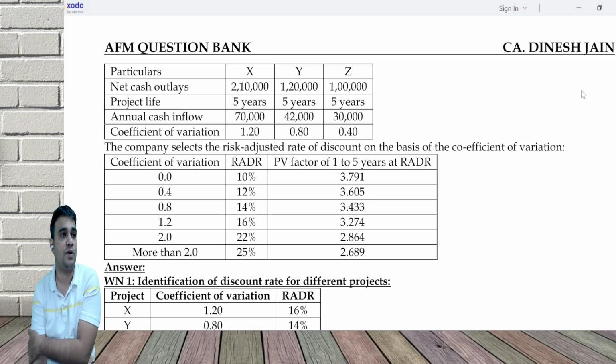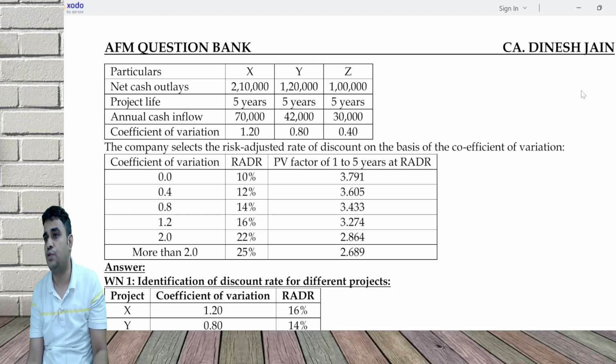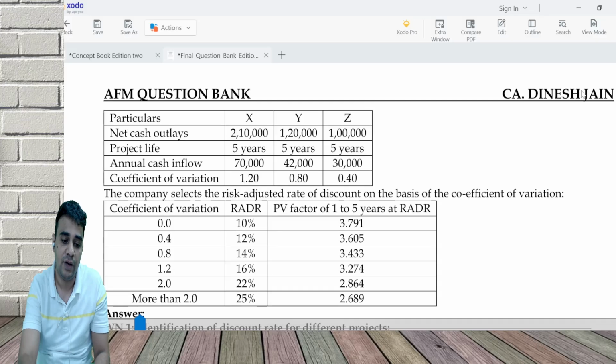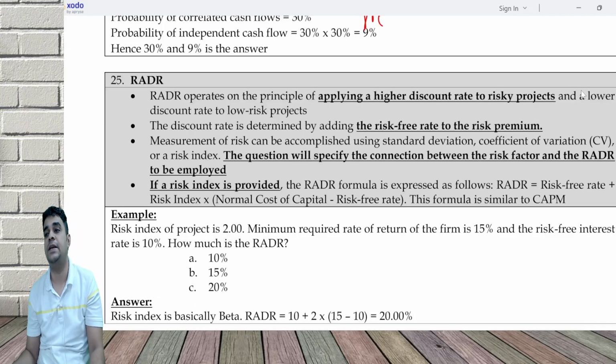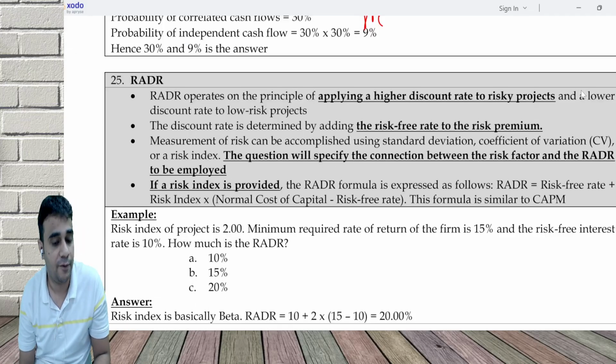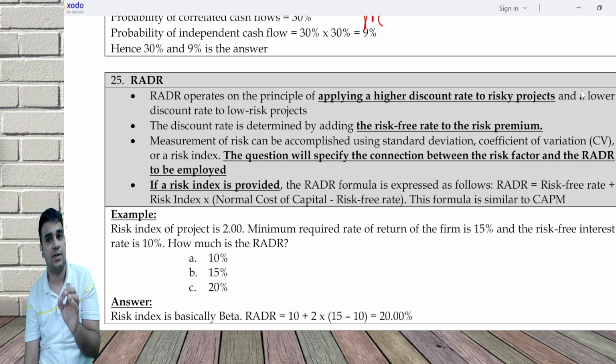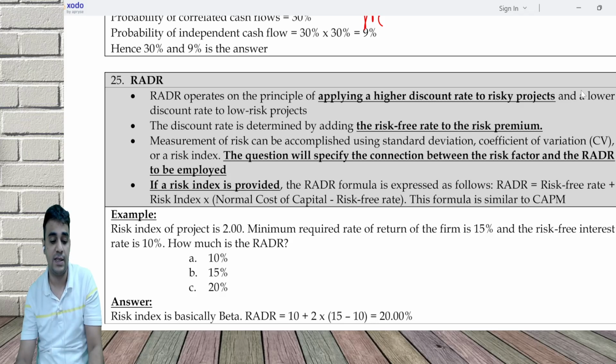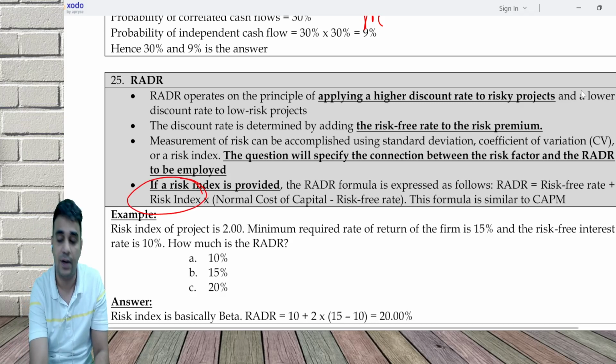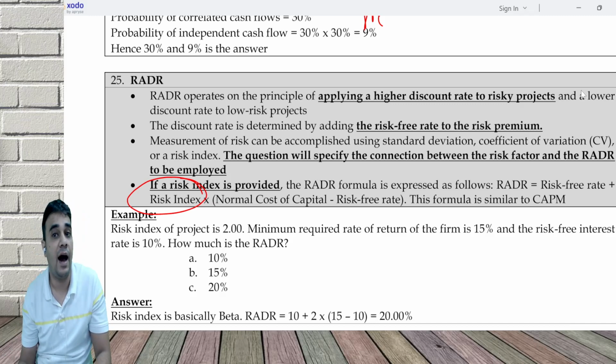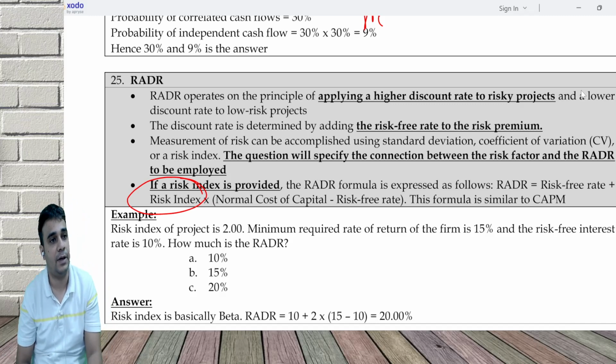Based on your coefficient of variation, the discount rate will change. If your coefficient of variation is 0.4, you follow a 12% discount rate. If it's 1.2, follow a 16% discount rate. If it's more than 2, follow a 25% discount rate. So this is also one approach we saw. And in one exam scenario, they said, do RF plus beta into RM minus RF. RF is the risk-free rate, but they did not have beta. Beta was called the risk index, and RM was called the normal cost of capital.